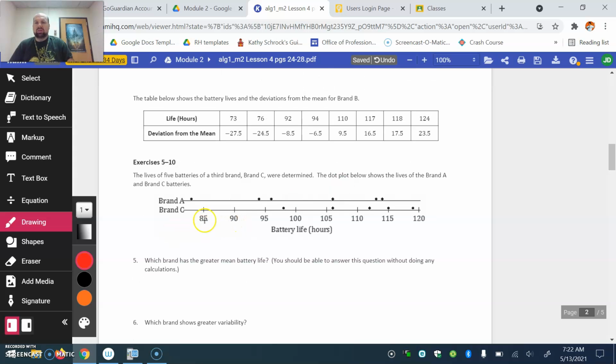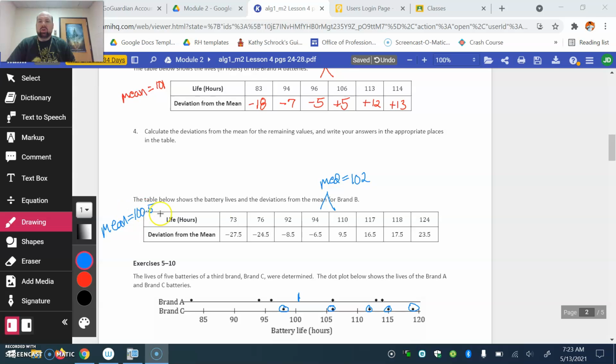I'm actually going to fill some things in, and I'll pause the recording. When we come back, we'll talk about the answers. Okay, we're back. So I added some details to this table that was already filled out for us. I always like to write down the mean. By the way, these are the dots for brand B. So if you added all of them up and divide by 8, because there's 8 of them, you'll get 100.5.